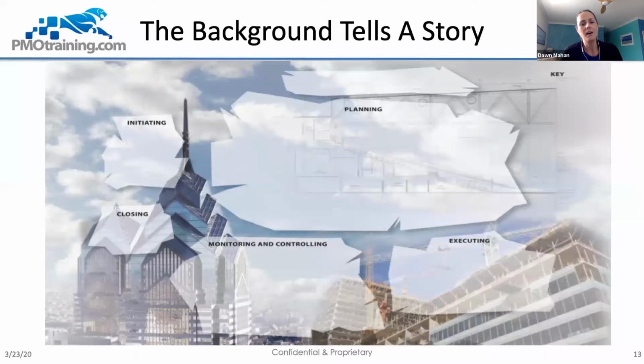Okay, so here's the layers. Here's one layer of the game, right? And this is the way that I talk about process groups. So initiating is the first process group, and you can see that the background of the game tells a story. In the background, behind the initiating iceberg, you can see that there is blue sky, because in the beginning, there is blue sky thinking.